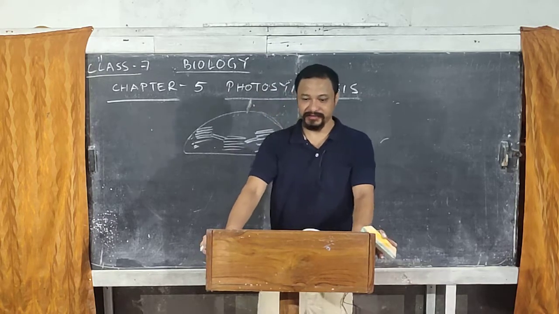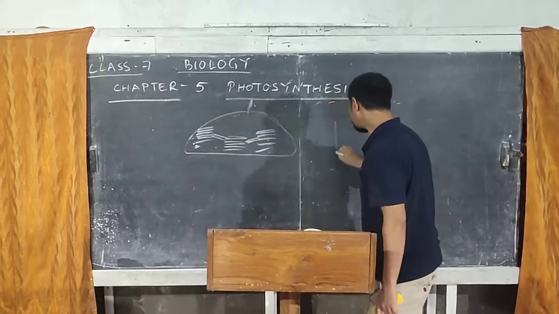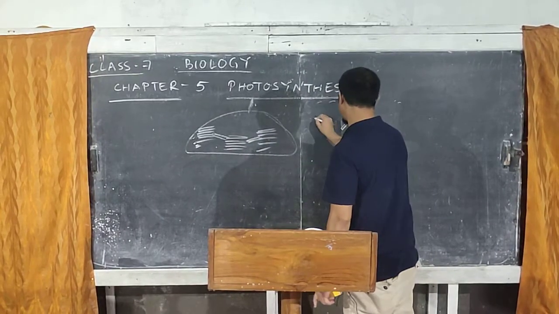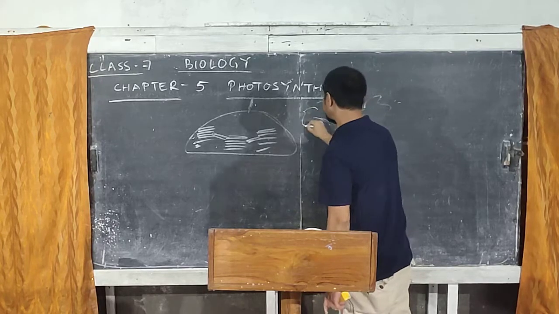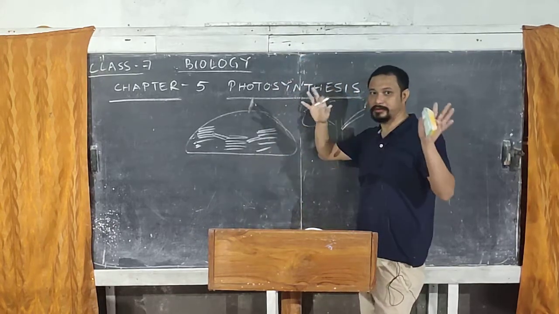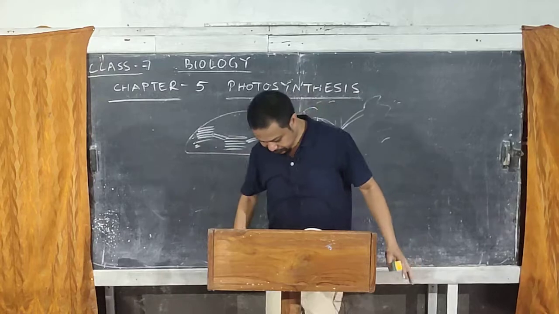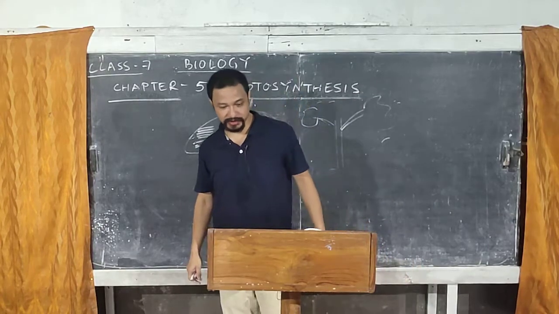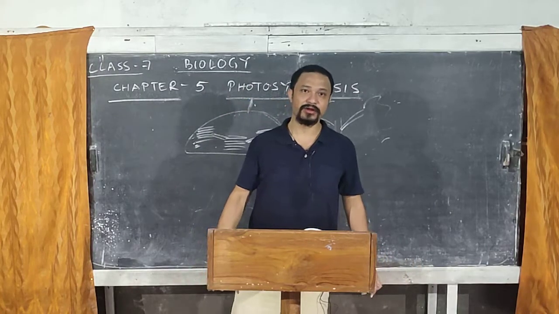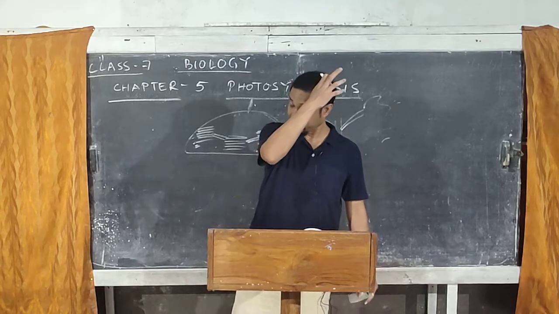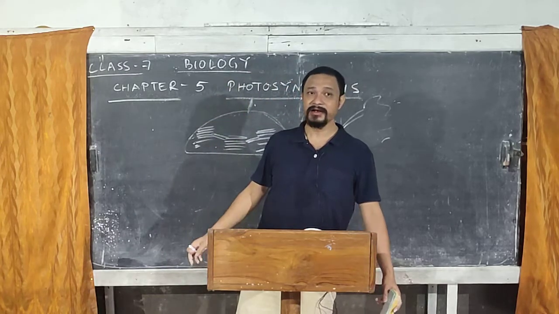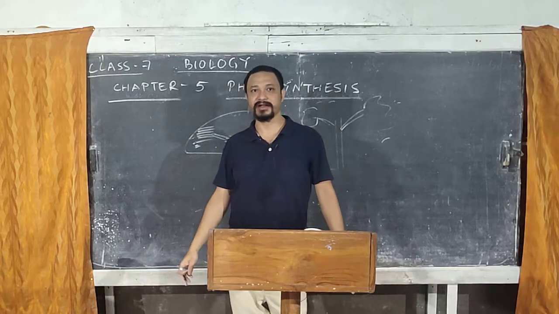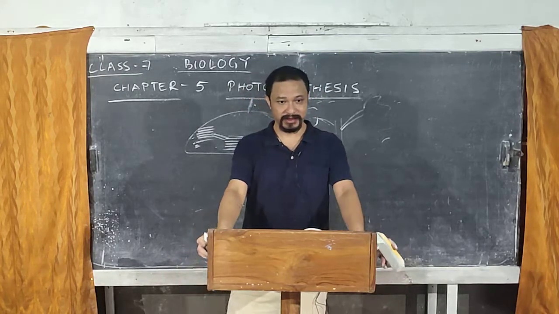So you know that a tree is there, branches are there, and on the branches we have leaves. They are spread out in such a manner that maximum sunlight can be absorbed. And a plant has a lot of leaves. If you remove all the leaves from a plant, the plant will die. It's as simple as that, right?